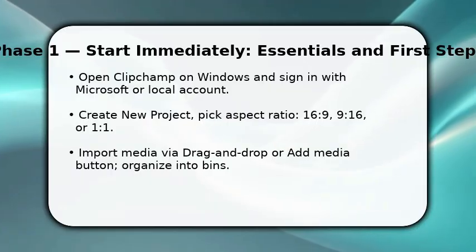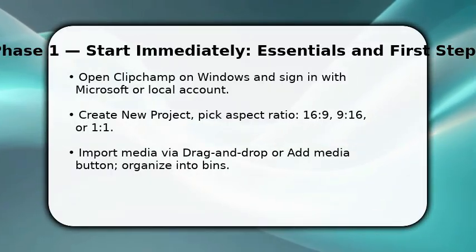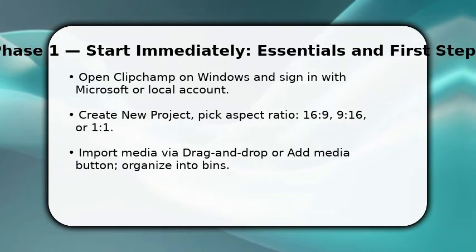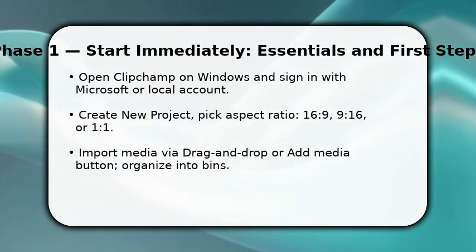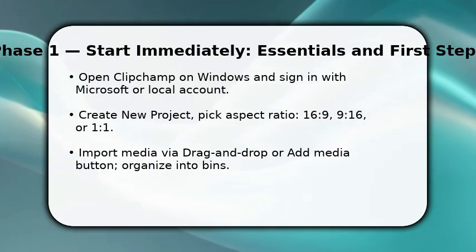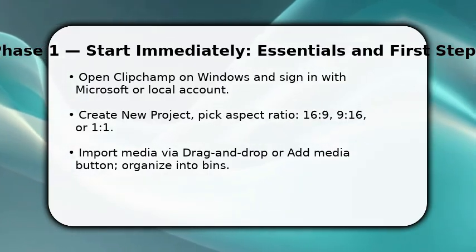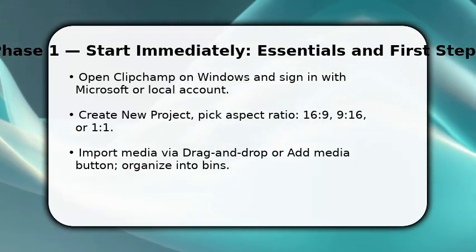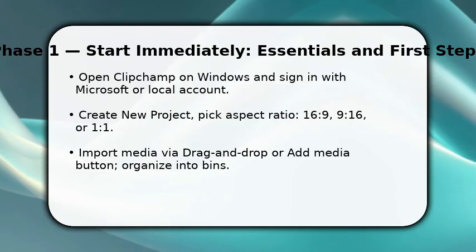You start by launching Clipchamp and signing in. Once done, create a new project and pick an aspect ratio that matches your final platform. Import your clips and assets immediately, drag and drop or use Add Media, so everything is ready. Make sure to organize files into simple bins or folders. This reduces search time later.